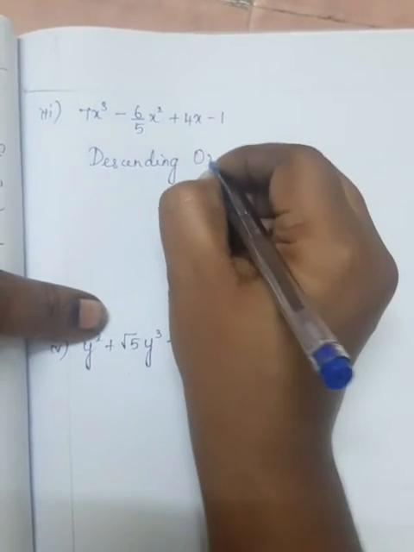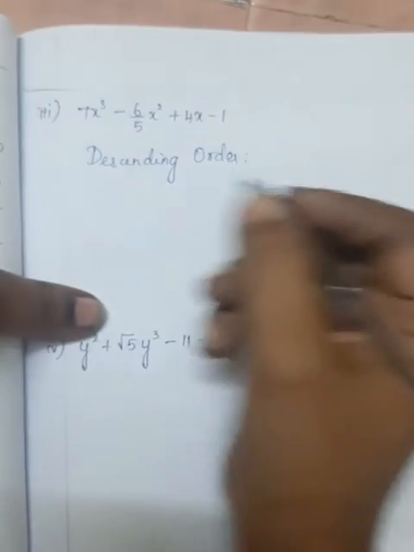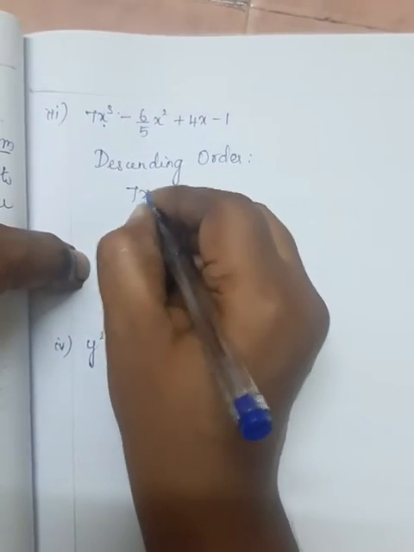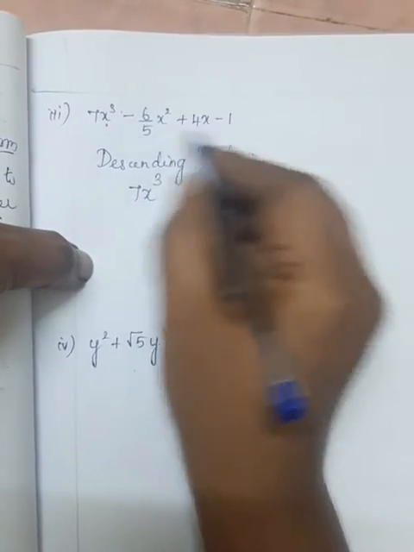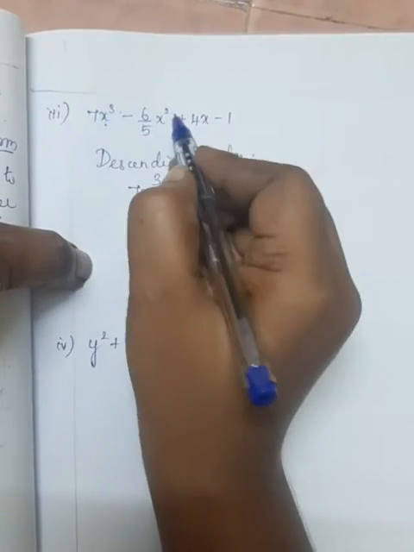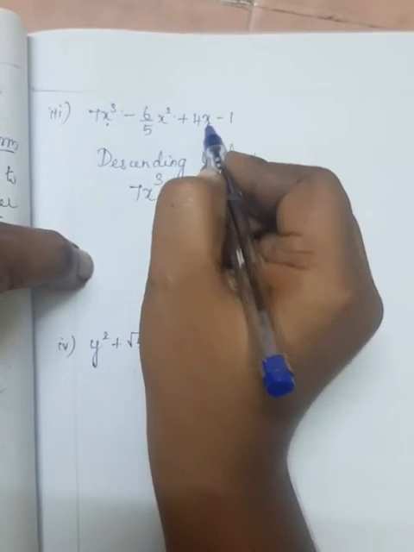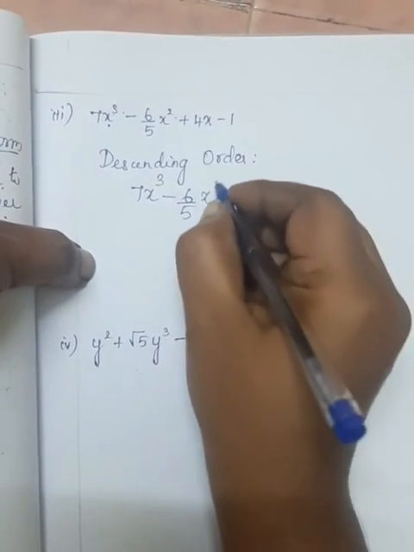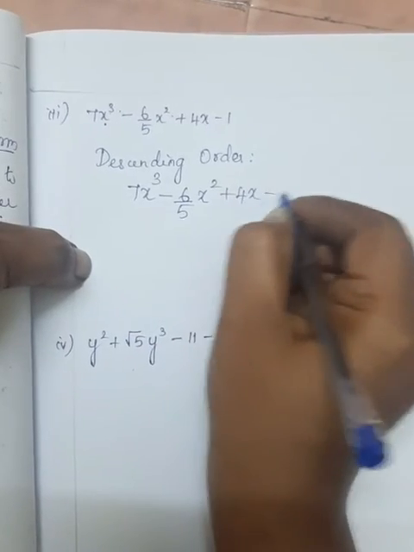It is highest power to lowest power, right? So highest power is x cube, so 7x cube. Already it is in standard form only. After cube it is square, after square it is x, and then constant, right? So take and write as it is, minus 6 by 5x square plus 4x minus 1.